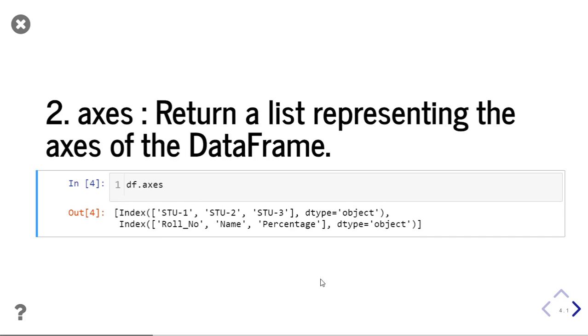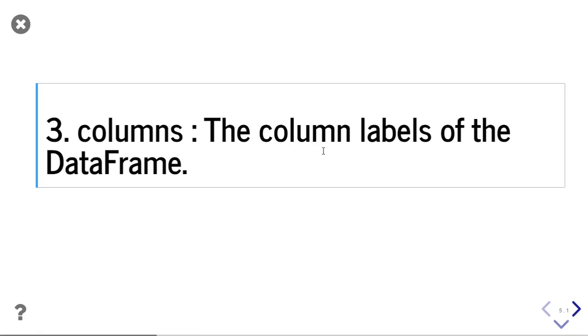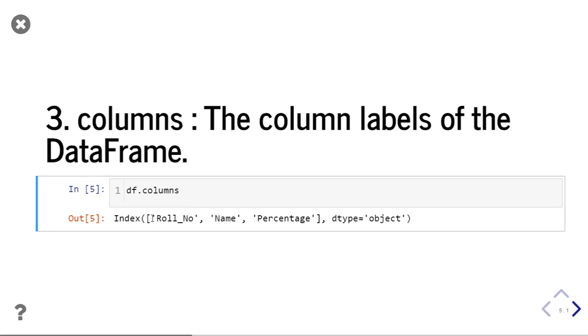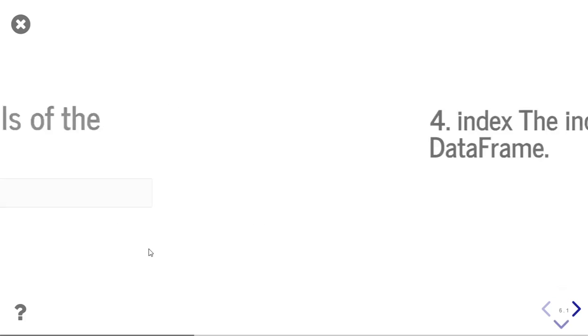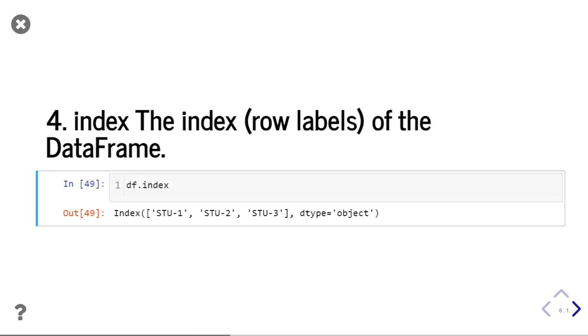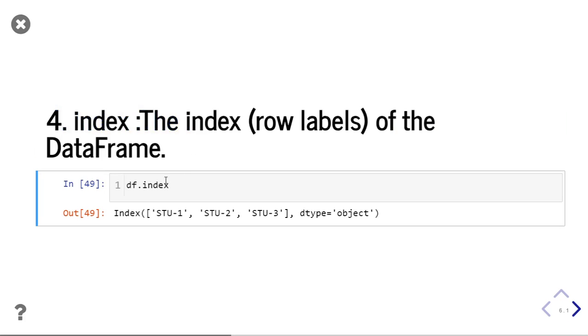Fine. Let us move to our third attribute, that is columns. In case you don't want indexes and just want the column list, the number of columns in your data frame, how can it be accessed? df.columns. You can see df.columns is returning only the list of columns. In the same way, if you don't want columns and just want the indexes of the data frame, you can use index. So this is the index attribute. You will do df.index, and it will return the indexes of your data frame.